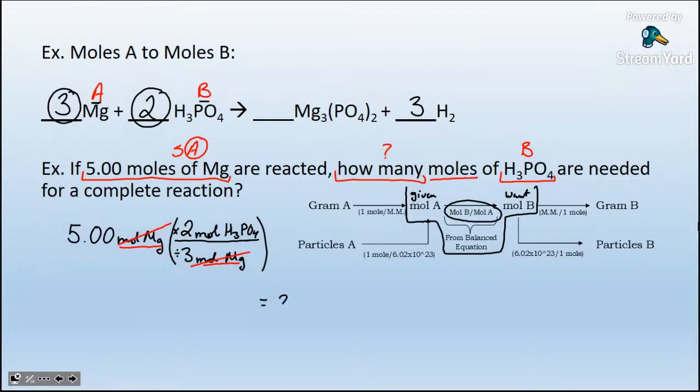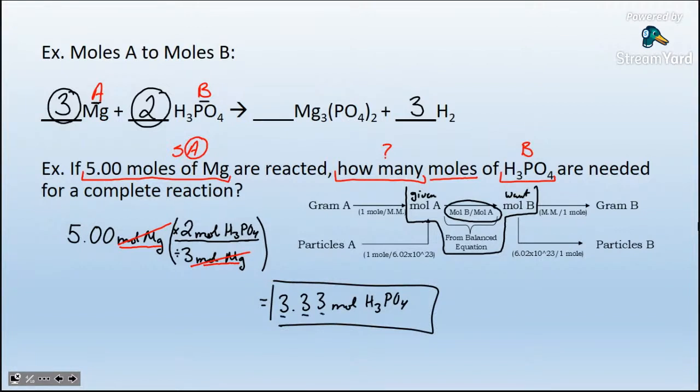And what you will calculate is 3.33 moles of H3PO4. And that's our final answer. And I've written it as 3.33 because our starting amount had 3 significant digits.